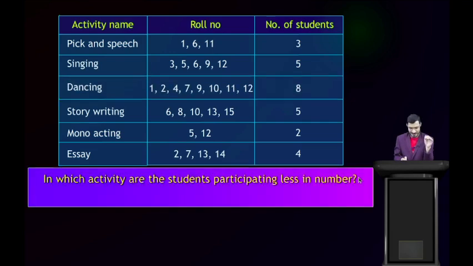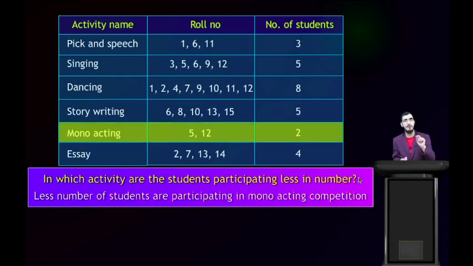Now we have another question. In which activity are the students participating less in number? Can you tell me? See the table here. There are 2 students in mono acting. That means fewer students are participating in the mono acting competition.